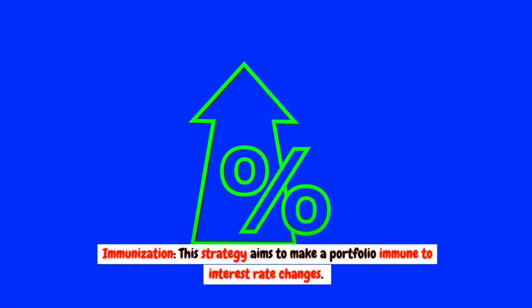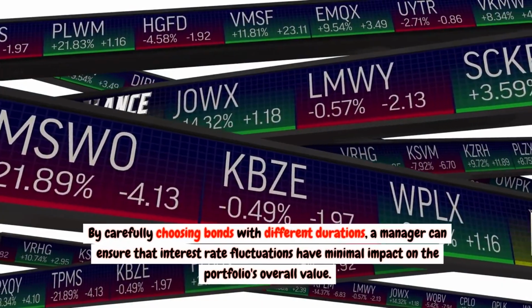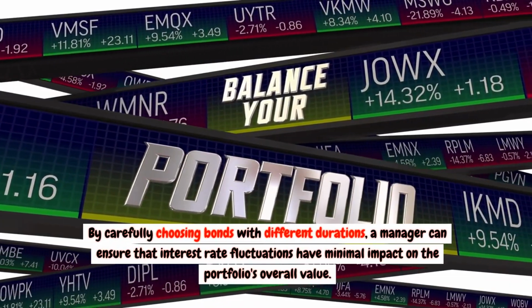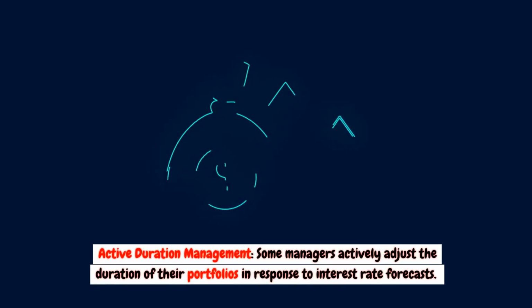Immunization. This strategy aims to make a portfolio immune to interest rate changes. By carefully choosing bonds with different durations, a manager can ensure that interest rate fluctuations have minimal impact on the portfolio's overall value.